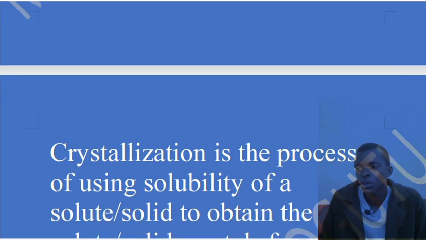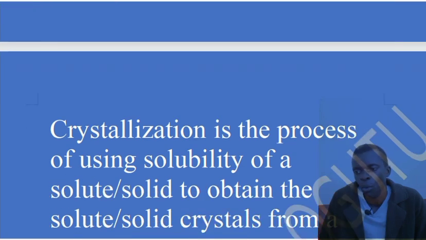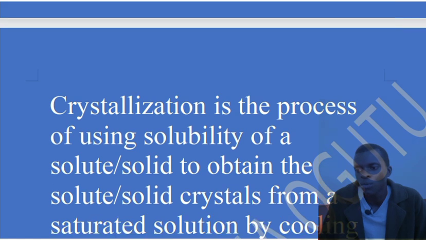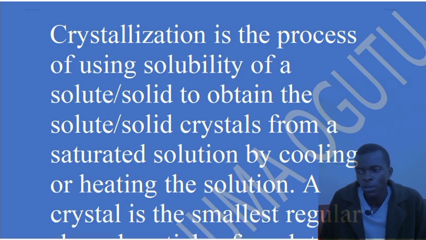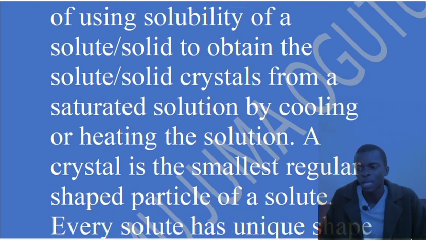So we say that a crystal is the smallest regular shaped particle of a solute, and every solute has a unique shape of its crystal. Some solutions form crystals when heated, because less solute dissolves at higher temperature. Some other solutions form crystals when cooled, because less solute dissolves at lower temperature.